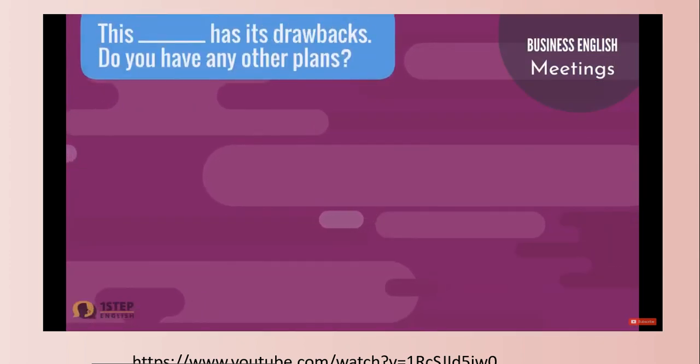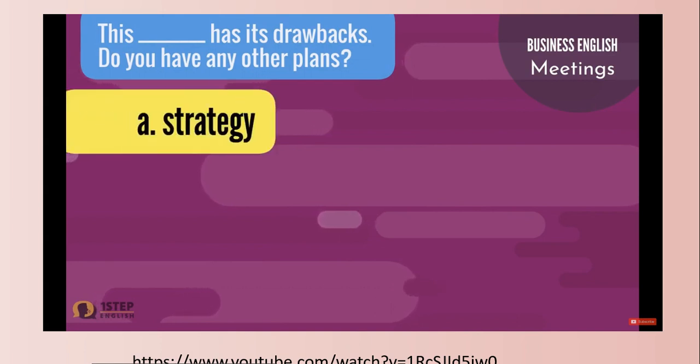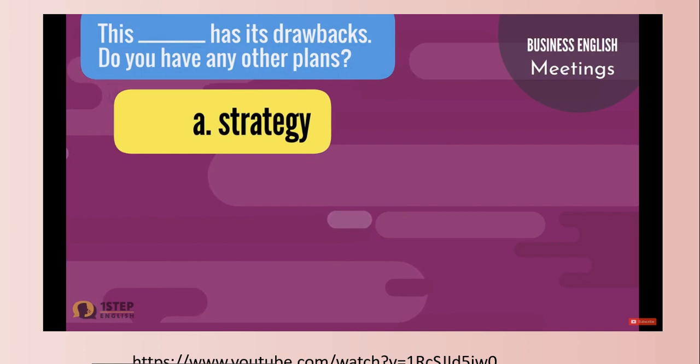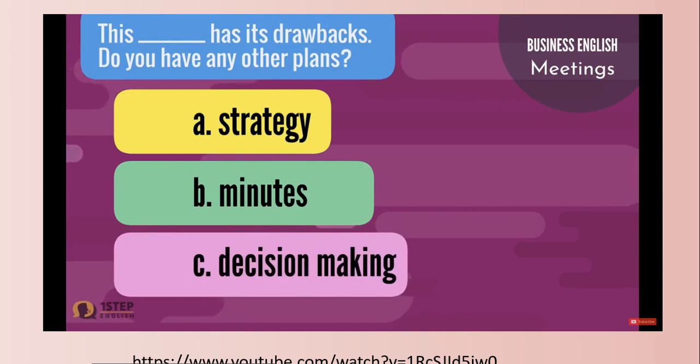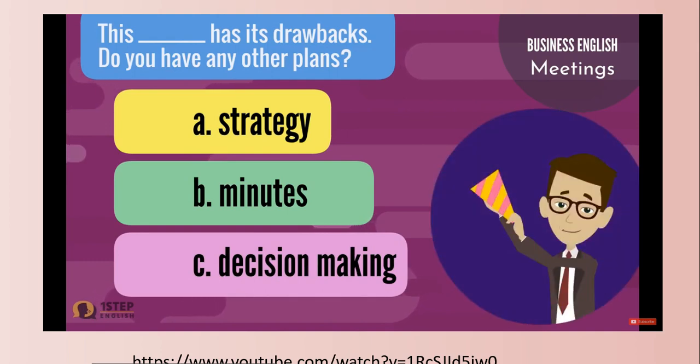This blank has its drawbacks. Do you have any other plans? Letter A. Strategy. Letter B. Minutes. Letter C. Decision making. The correct answer is letter A. Strategy. This strategy has its drawbacks. Do you have any other plans?